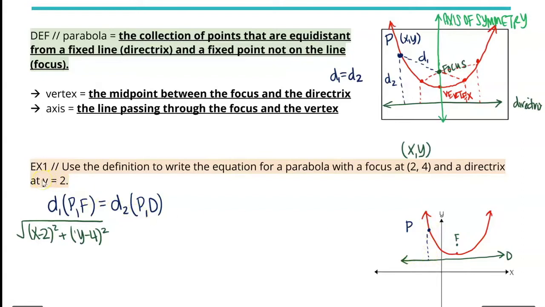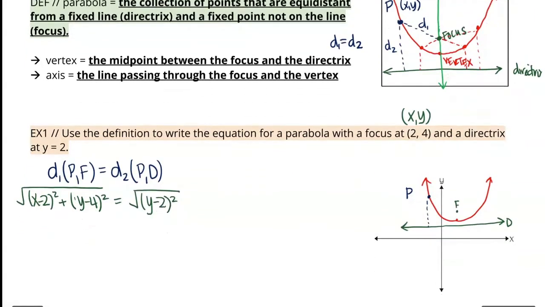So the distance between my point P and the directrix is just going to be the square root. And again, the x coordinates can be the same because we're going to go right down perpendicular. And so I only have to worry about the y's. So it's just going to be the square root of y minus 2 squared. Okay, so this is how we're going to set this up. We can go ahead and square both sides. Let's just get rid of those square roots. So we have x minus 2 squared plus y minus 4 squared is equal to y minus 2 squared.